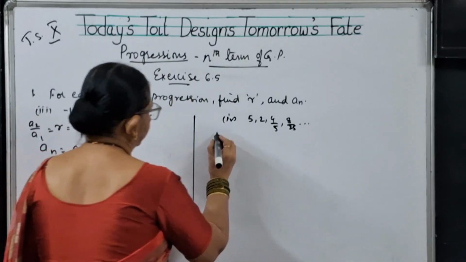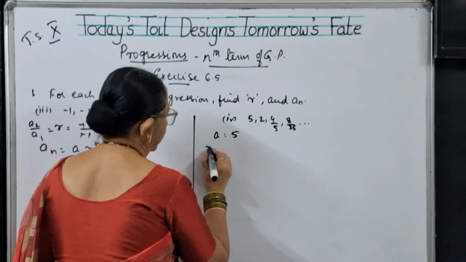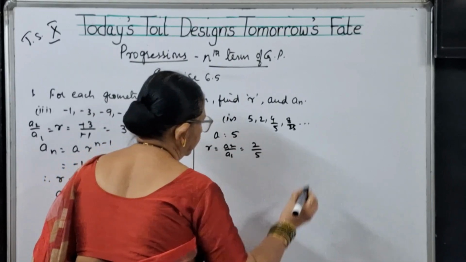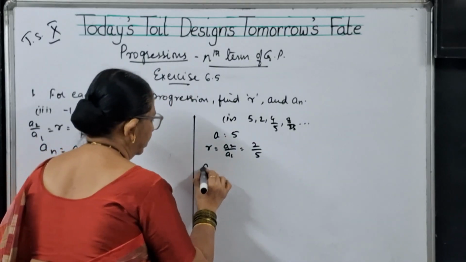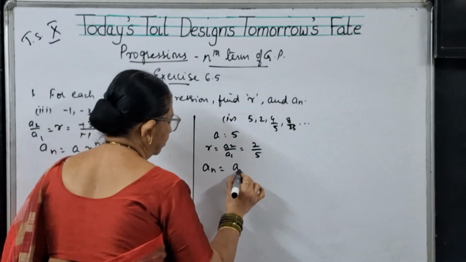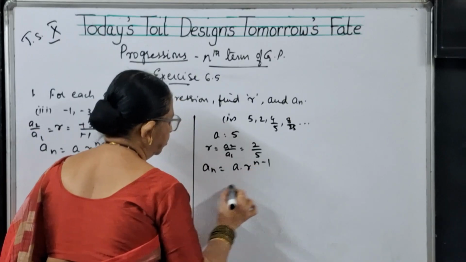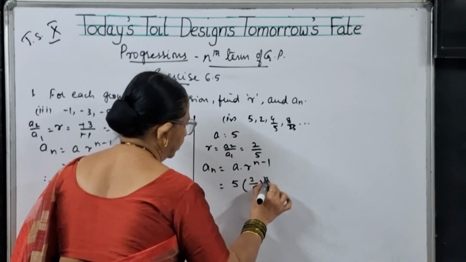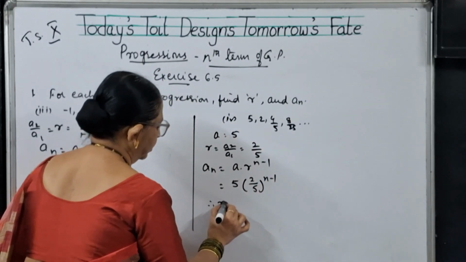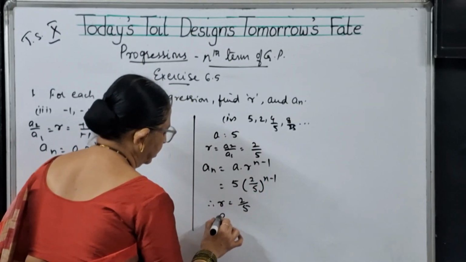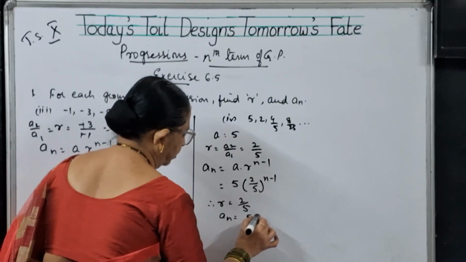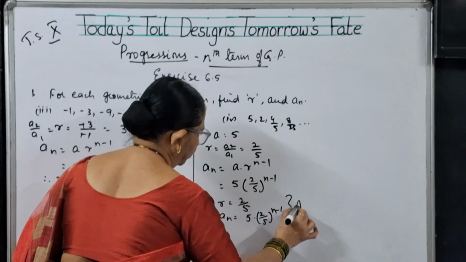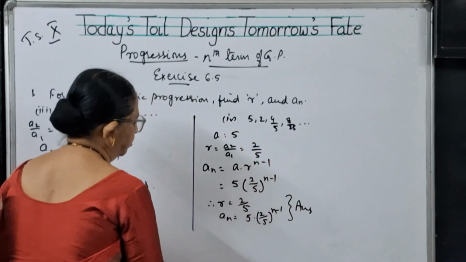So the fourth sum, a is given as 5, r is equal to a2 by a1, that is 2 by 5. You cannot simplify it. So r is 2 by 5. An is equal to a into r to the power of n minus 1, that is 5 into 2 by 5 whole to the power of n minus 1. Therefore, r is equal to 2 by 5. Nth term is equal to 5 into 2 by 5 whole to the power of n minus 1. These two are the answers for this bit, children.